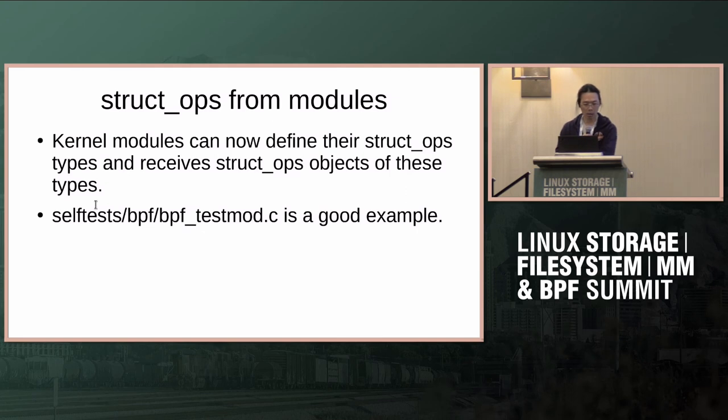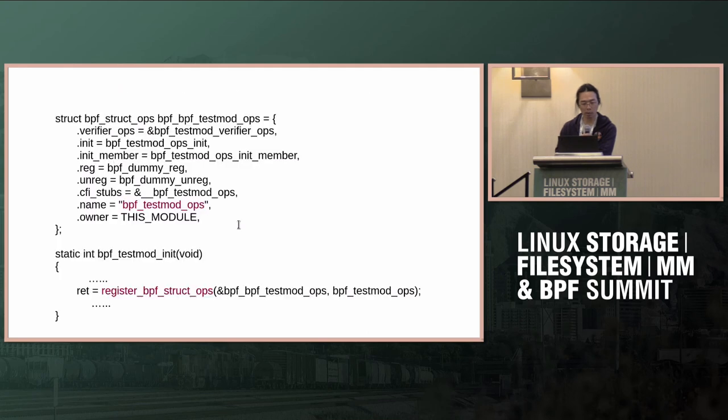Here, the BPF test module is a good example; you can check this file to see how that works. But it's quite simple. Just like before, we just need to define a variable of type BPF struct ops to fill these callbacks. And in the kernel init function, you just need to call this. It's actually a macro, so you just use this macro to register your new type to struct ops.